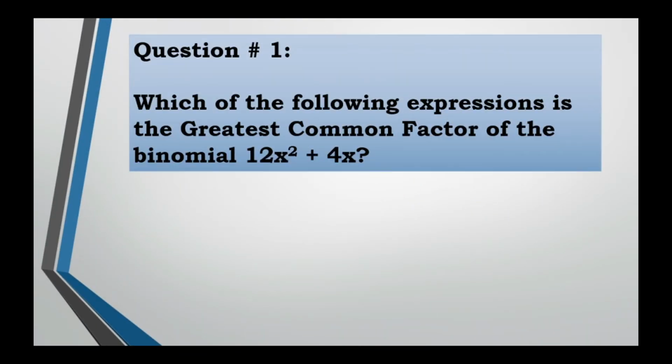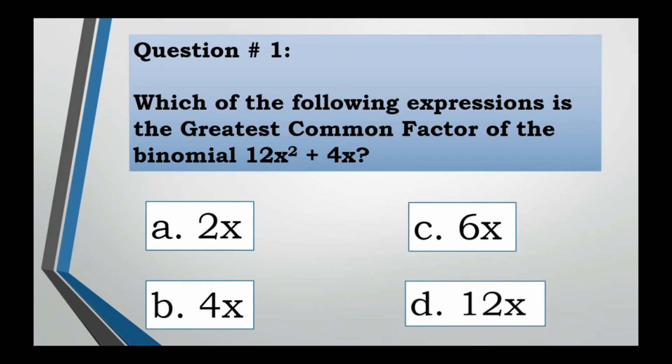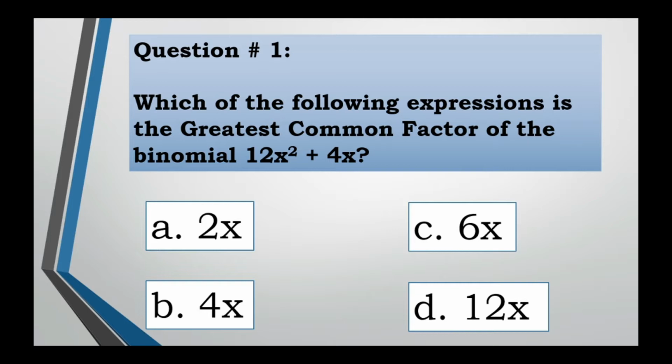Question number 1. Which of the following expressions is the greatest common factor of the binomial 12x squared plus 4x? Letter A, 2x. Letter B, 4x. Letter C, 6x. Letter D, 12x.